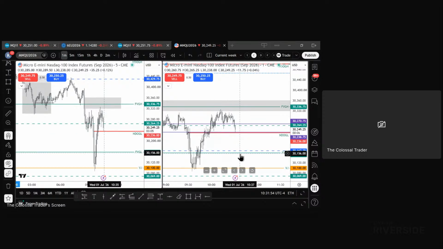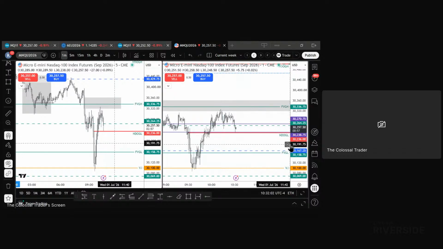Come on now, give us some muscle. Give us some muscle. If not this candle, give us muscle next candle, man. Let's see. This candle here should give us muscle.